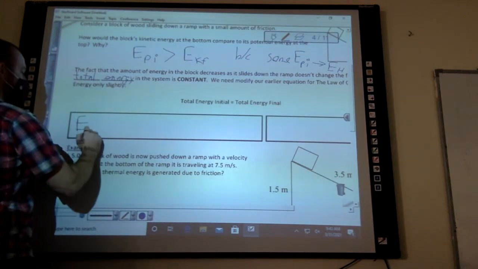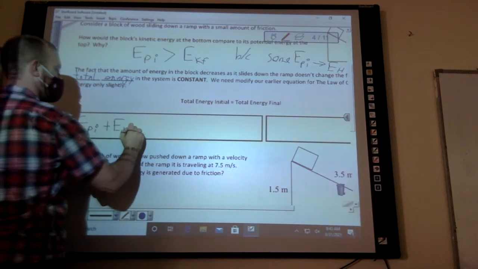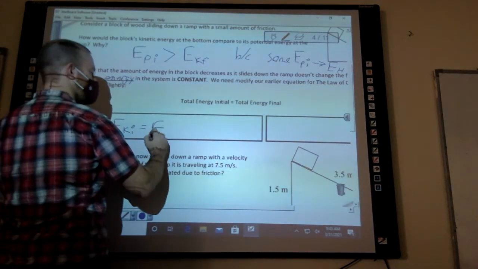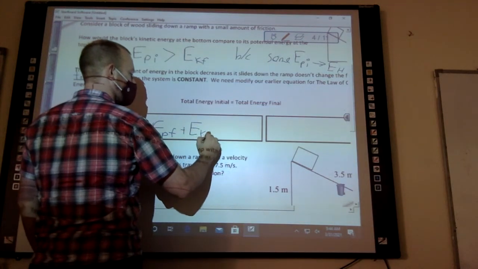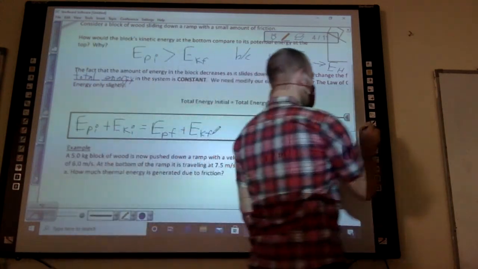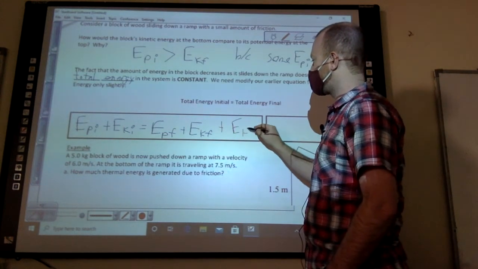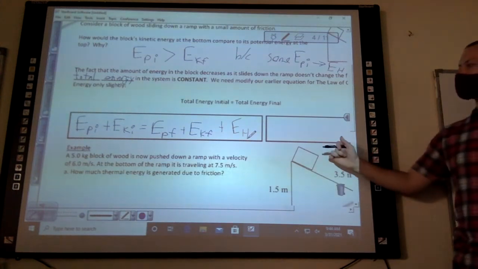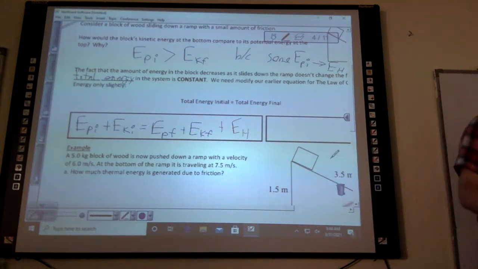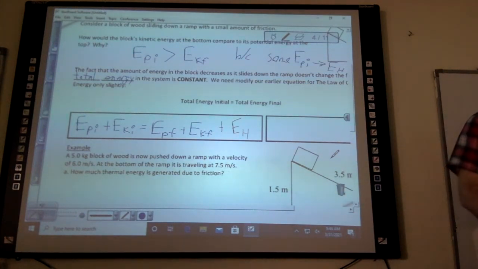So we talked about EPI plus EKI equals EPF plus EKF. And now we're going to add on to this heat. So some of this initial energy can still be converted into heat. And this way, the total energy is going to be conserved. I'm just also including heat in that.